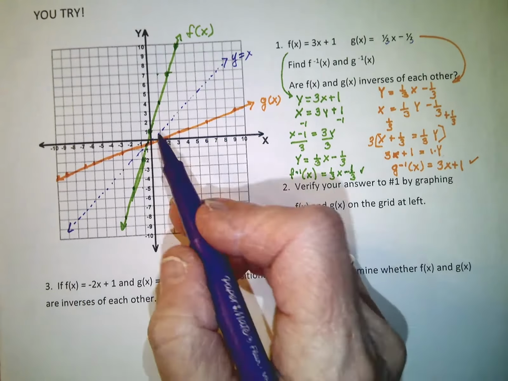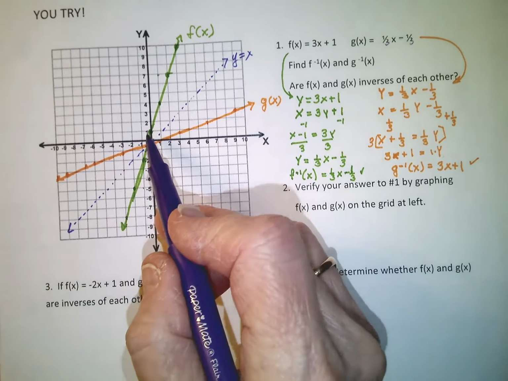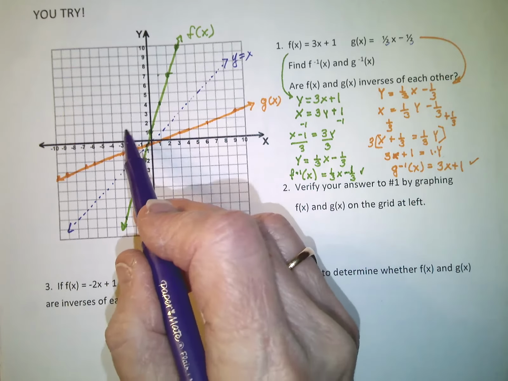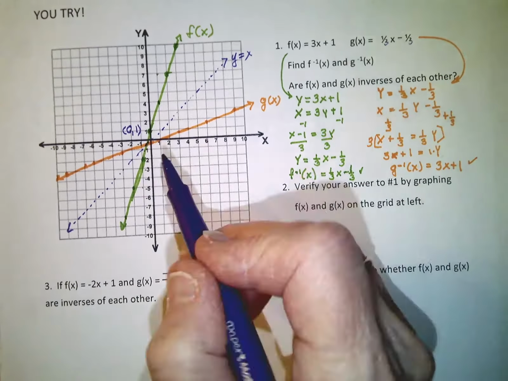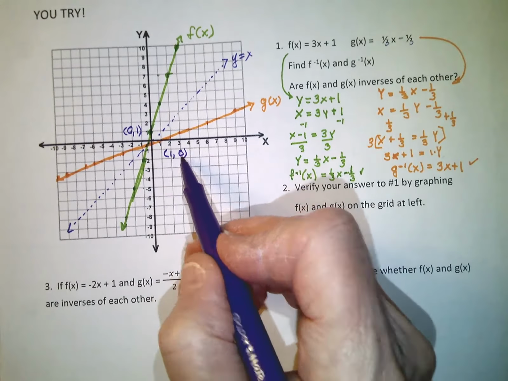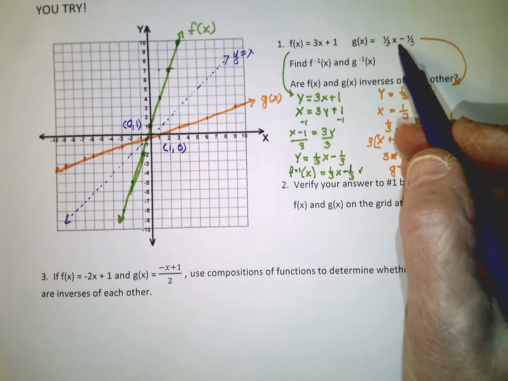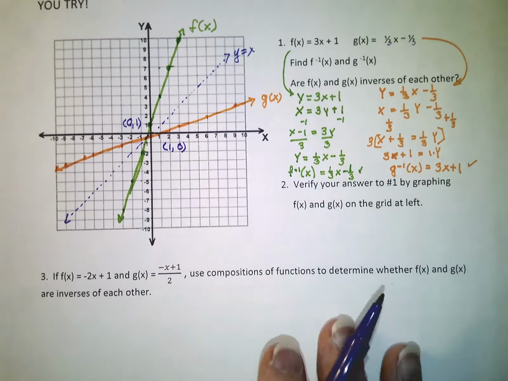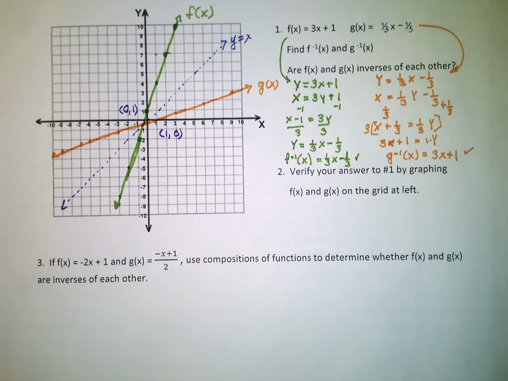We could pick some checkpoints and see if they were the same. This point, when x equals 0, y equals 1, and that would fit in here. This point looks like it's when x is 1, y is 0. And if we put a 1 in the g function here for x, we'd have 1/3 minus 1/3. Yes, it does come out to 0. So it looks like the graph does verify our algebraic method.